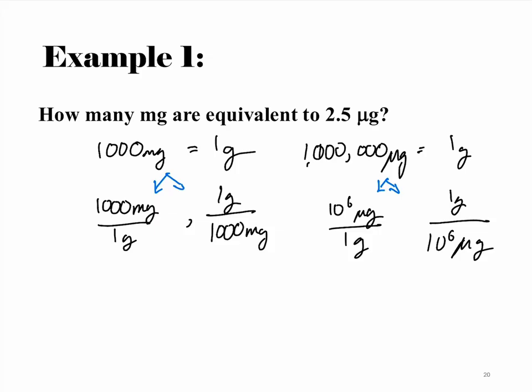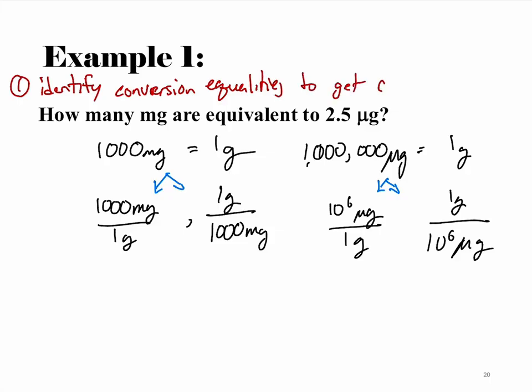Whenever we have a unit conversion problem, the first step should always be to identify what our conversion equalities are, and then what our conversion factors are from those. So first we identify conversion equalities to get conversion factors.